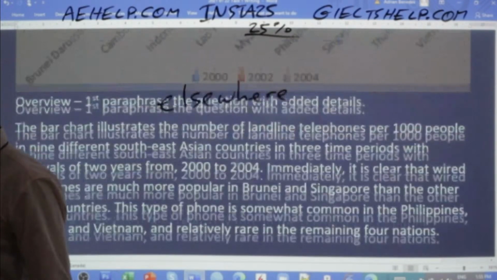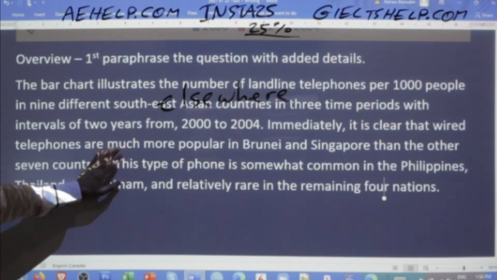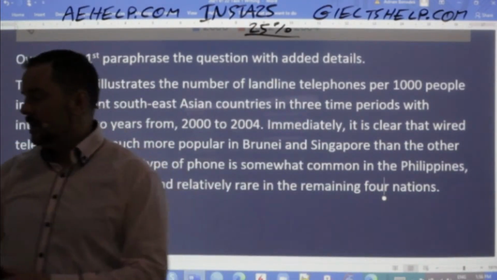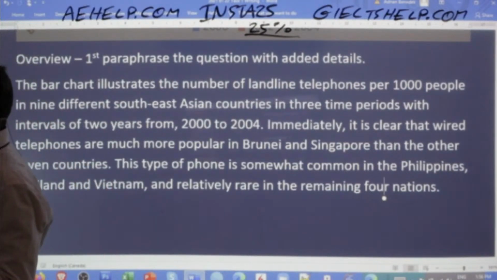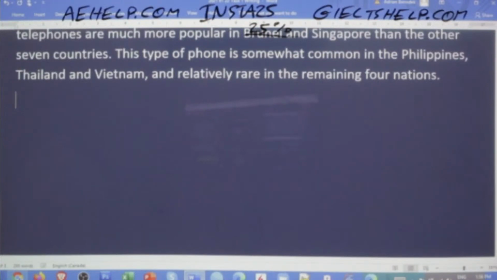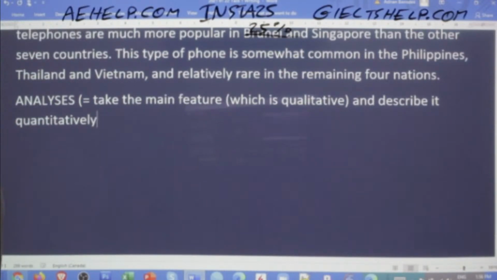So when you have an overview like this, where in the overview I explain qualitatively for this kind of graph that it's more popular in Brunei and Singapore, that's my qualitative analysis. Then in the body paragraphs, all I need to do is a quantitative description. So for my analyses, I want to take the main feature, which is qualitative, like "more popular", and describe it quantitatively. Okay, and we're going to do that right now.